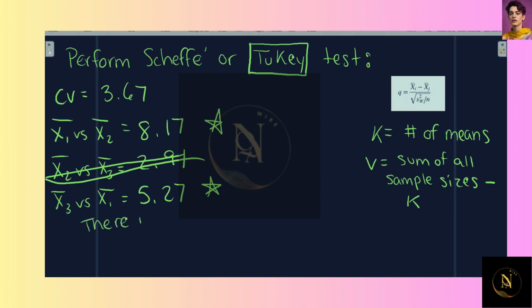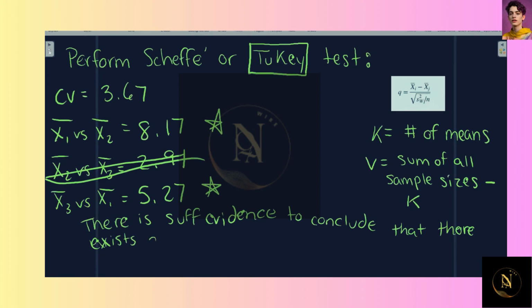So there is sufficient evidence to conclude that there exists a mean difference between pairs 1 and 2 and 3 and 1.